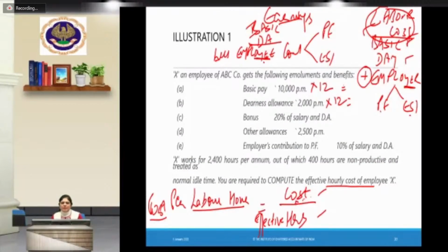So make a statement to calculate the labor cost per hour. Basic is 10,000 into 12. DA allowance is 2,000 per month into 12. Bonus is 20% of salary and DA. Can you calculate the bonus?